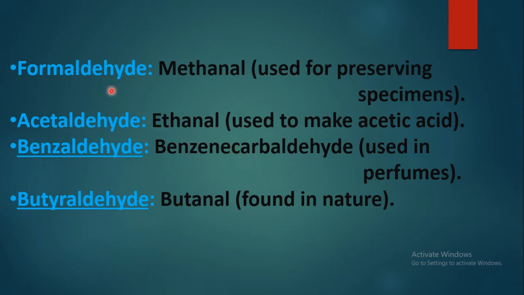That is, first of all, formaldehyde. Formaldehyde is really close to methanal, and this is used for preserving specimens. Okay, specimens, I think bio students can easily understand. Next, acetaldehyde, which is IUPAC known as basically ethanal, and that is used to make acetic acid. If you don't know, then you should remember class 10th organic chemistry, that is carbon and its compounds.